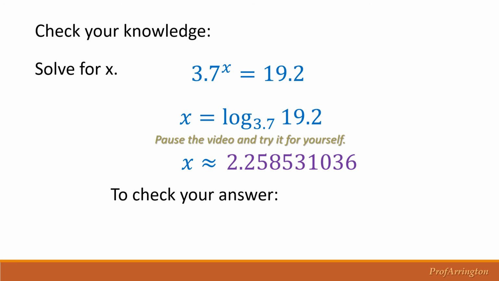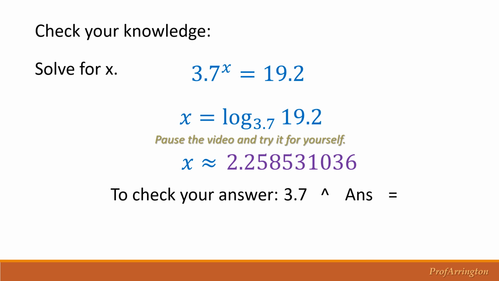Go back to the original problem, 3.7 to the x equals 19.2, and plug in those values. So type 3.7, hit the raised to button on your calculator. Sometimes calculators will say y to the x, so you have to kind of know your calculator. But you're going to raise the 3.7 to, and then you have to type in this whole 2.258 number. Or on most new calculators, you have a button that looks like this, and that will be the previous answer, as long as you haven't done some calculations in between. And then hit the equal sign.